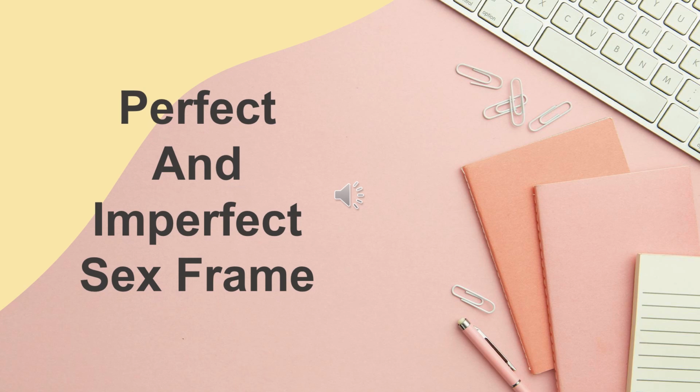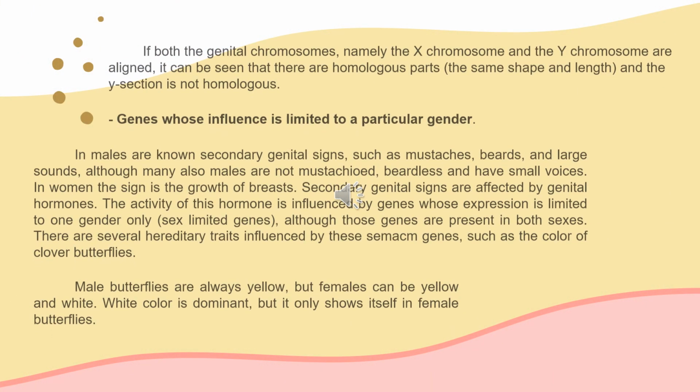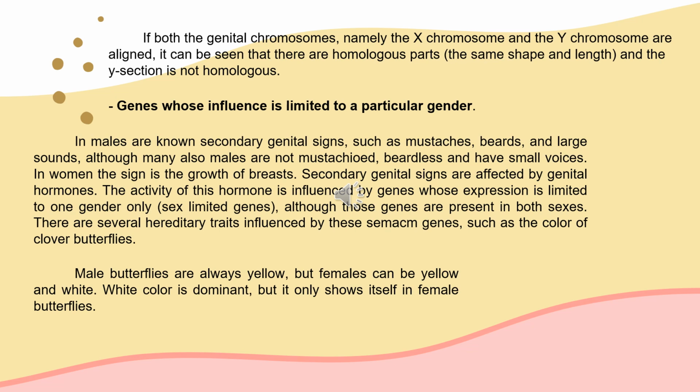We enter the second: perfect and imperfect sex linkage. Both of the sex chromosomes, namely the X chromosome and the Y chromosome, are aligned. It can be seen that there are homologous parts, or the same sequence and lineage, and the Y section is not homologous.